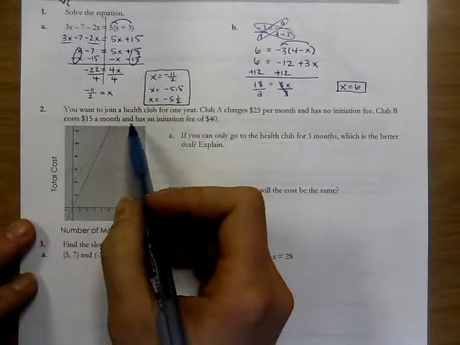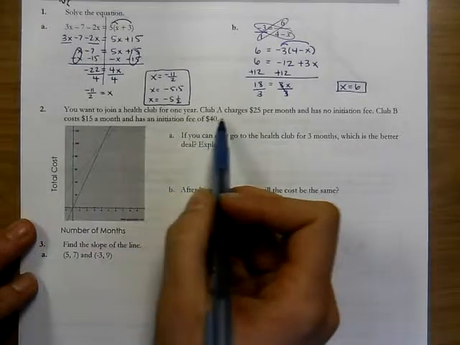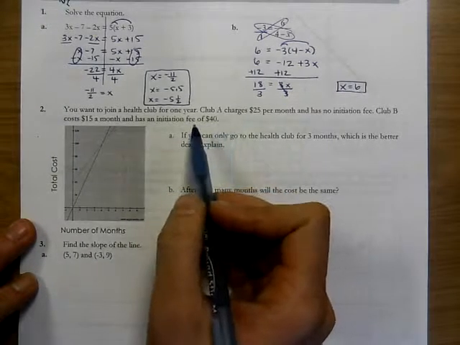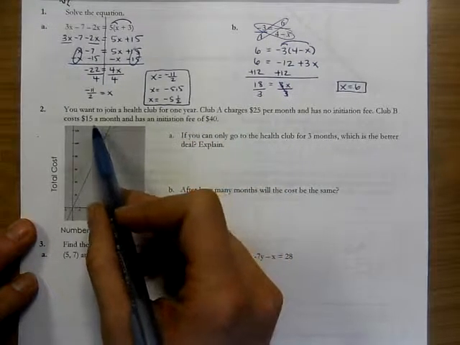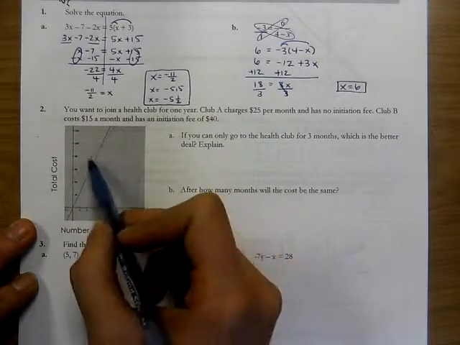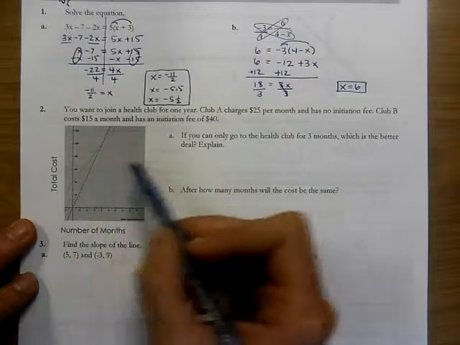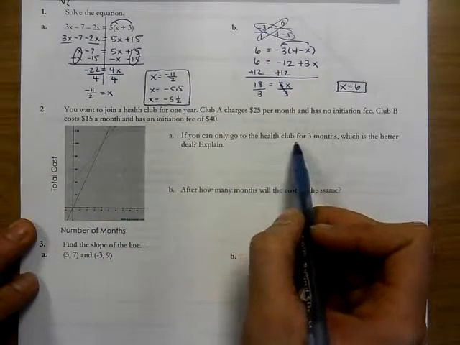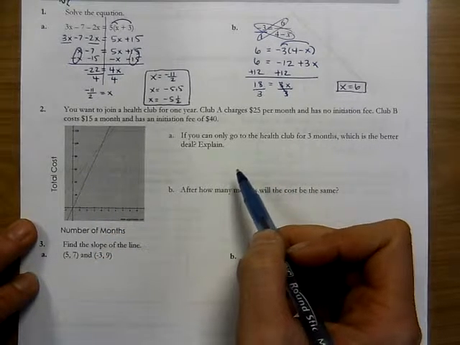Switching down to number 2, it says you want to join a health club for 1 year. Club A charges $25 per month and has no initiation fee. Club B costs $50 a month and has an initiation fee of $40. So we see the two graphs. It says you can only go to the club for 3 months, which is a better deal, and explain.